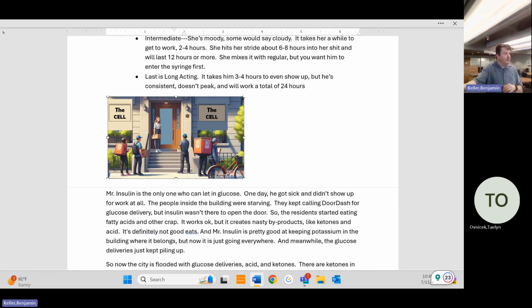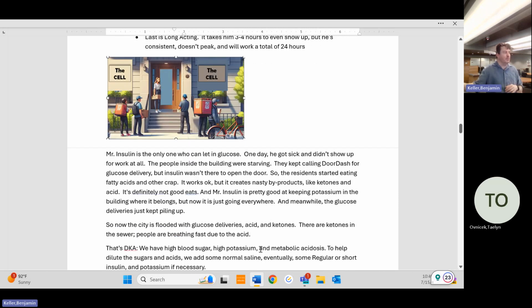Mr. Insulin is the only one that can let in glucose. So one day he gets sick and he doesn't show up to work at all. The people inside the building are starving. They kept calling DoorDash for glucose delivery, but Mr. Insulin wasn't there to open the door. So the residents started eating fatty acids and other crap. And that works out okay, but it makes a bunch of nasty byproducts like ketones and acid. And that's definitely not good.